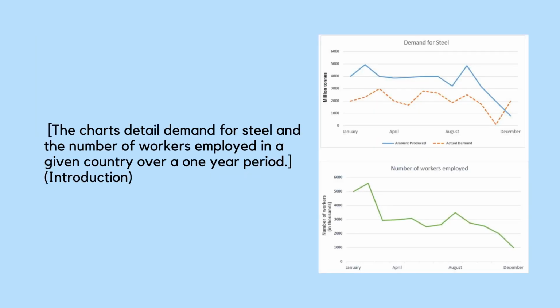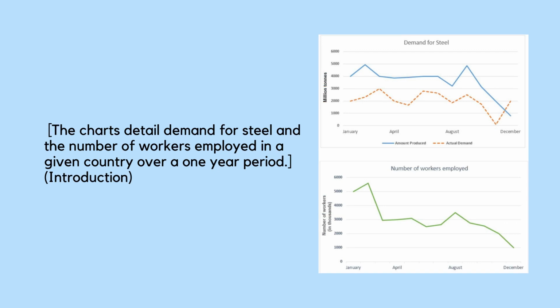Firstly, the introduction. The charts detail demand of steel and the number of workers employed in a given country over a 1-year period. The data is calculated in million tons for demand of steel and the number of workers are given in thousands. Here you can see that in the introduction, firstly we have paraphrased the prompt and then we have mentioned how the data is calculated in both the line graphs.